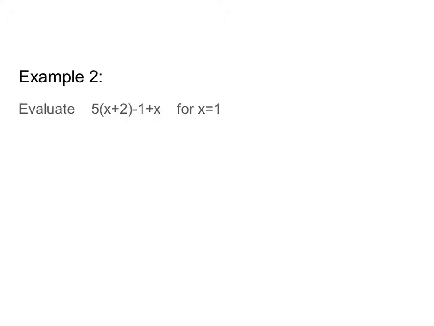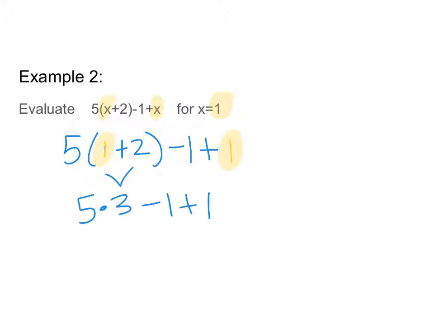All right, so you should have just finished trying to solve on your own. Now let's see how I did it. So the first thing I did was I took all the x's and I replaced them with 1s. So that gave me a 1 here and a 1 here. Then I evaluate using order of operations, which gives me 15.